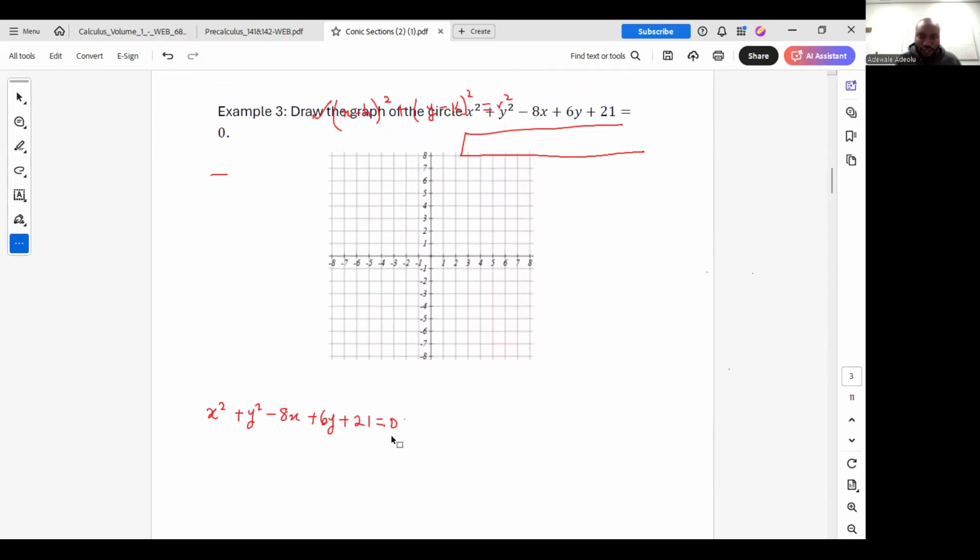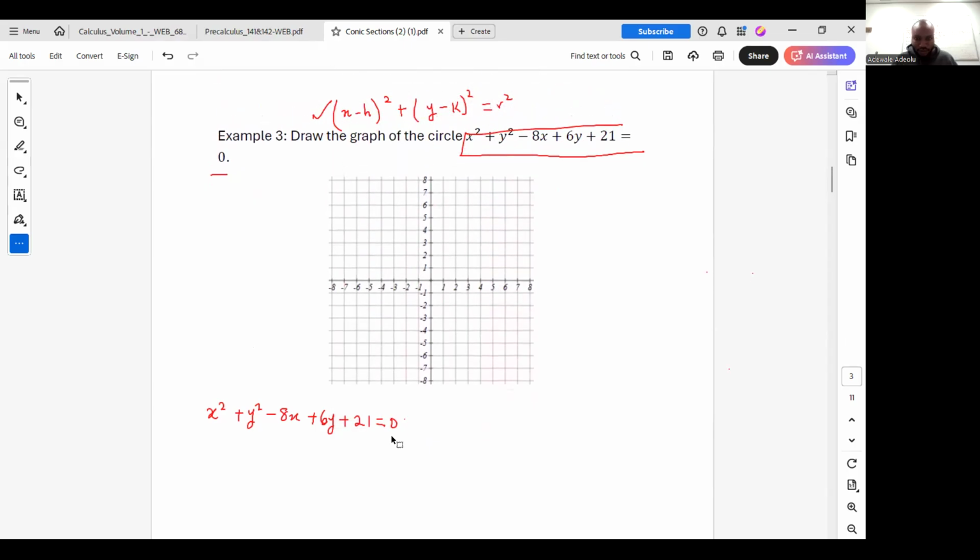This is interesting. Okay, I can manage it. So to do that, I just need to bring all the x's together. x squared minus 8x, then plus y squared plus 6y plus 21 equals 0.